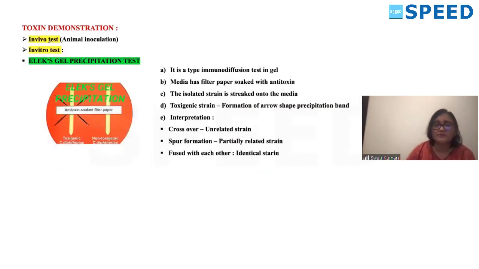So you have toxin demonstration by in vivo test and in vitro test. The most important one you get in an exam is your Elek's gel precipitation test, which we do for Corynebacterium diphtheriae toxin demonstration. Okay. So where the toxin and antitoxin meet, you get an arrow-shaped precipitation band.